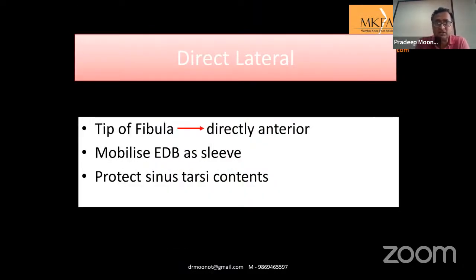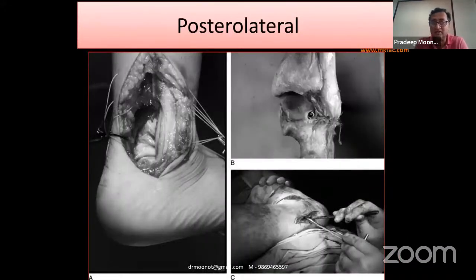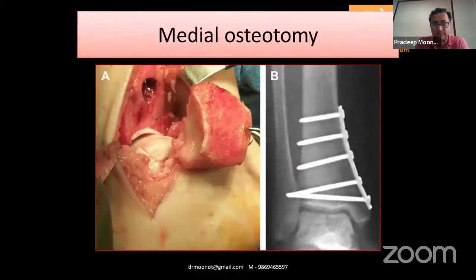There's another incision, the direct lateral incision from the tip of the fibula going to the base of the fourth, like the sinus tarsi. You slightly elevate anteriorly, mobilize the EDB, and you can see directly the contents of the talar neck and the lateral part of the whole talus. That's your direct lateral, and this is good for a lateral process fracture as well. Posterior lateral, everybody knows about it. Not used here, except if you want to pass posterior to anterior screws. That's what it is used for from the books.